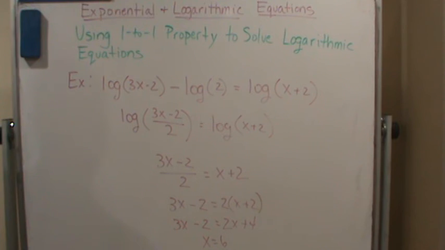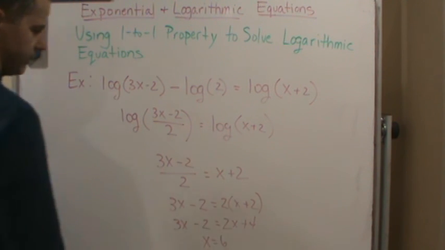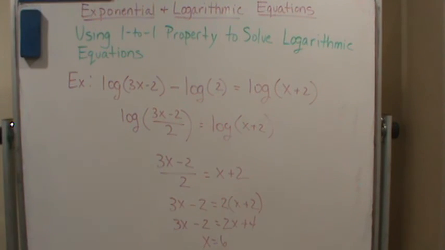And so the key was right here. I was able to use the one-to-one property at this point, and that gave me a really straightforward algebra equation to solve. Okay, we'll be back with more examples.